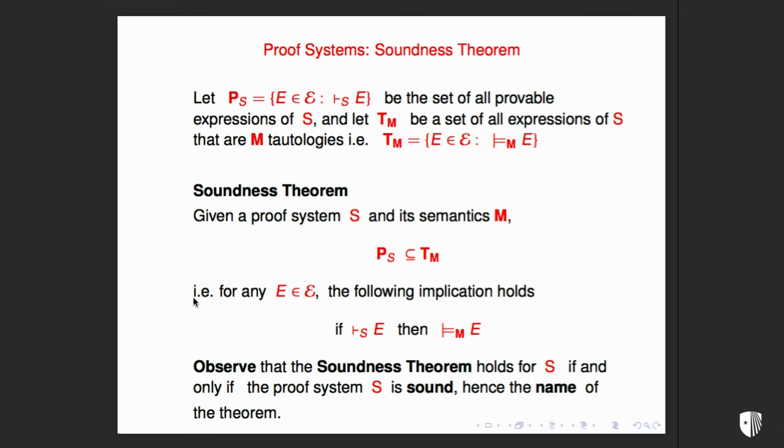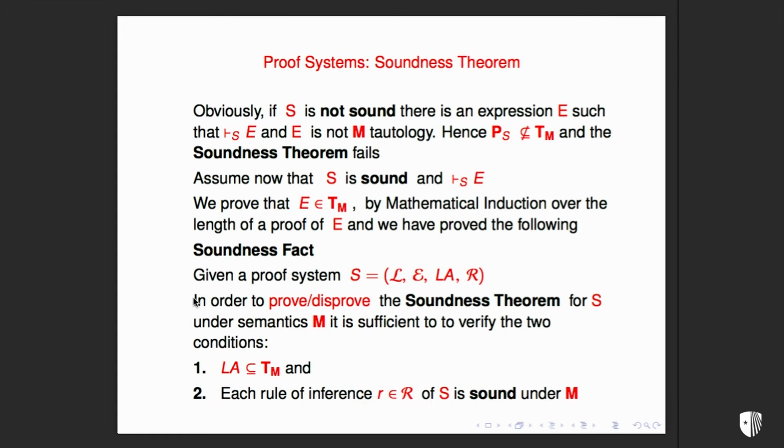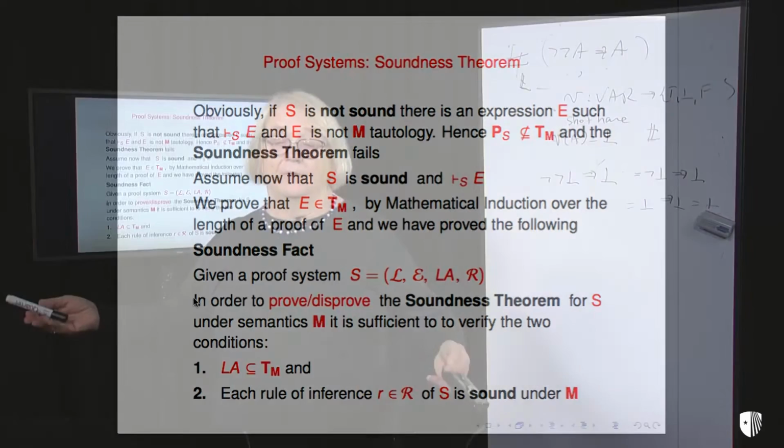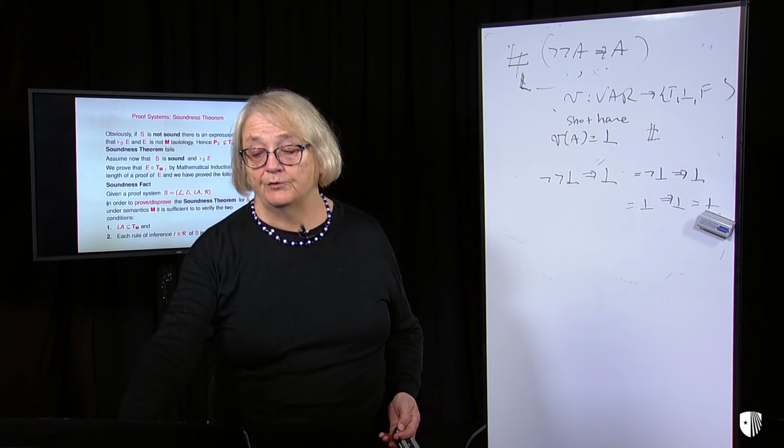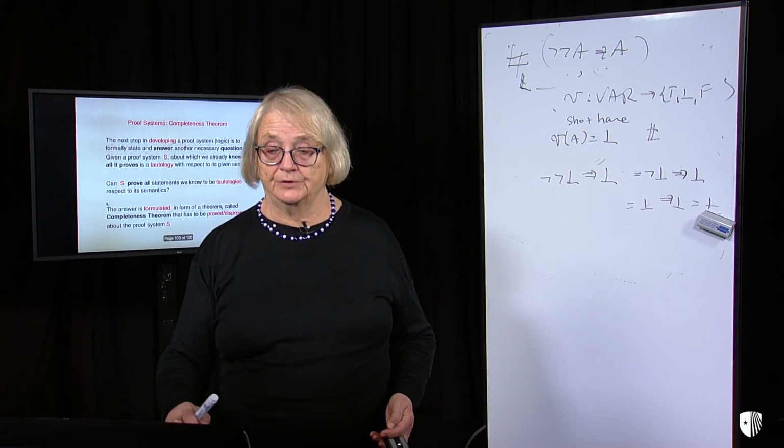To prove soundness, you have to prove two conditions. It means you prove that the logical axioms are tautologies and all the rules are sound. So by induction over the length of the proof, you get that if a formula has a proof, then it is a tautology.